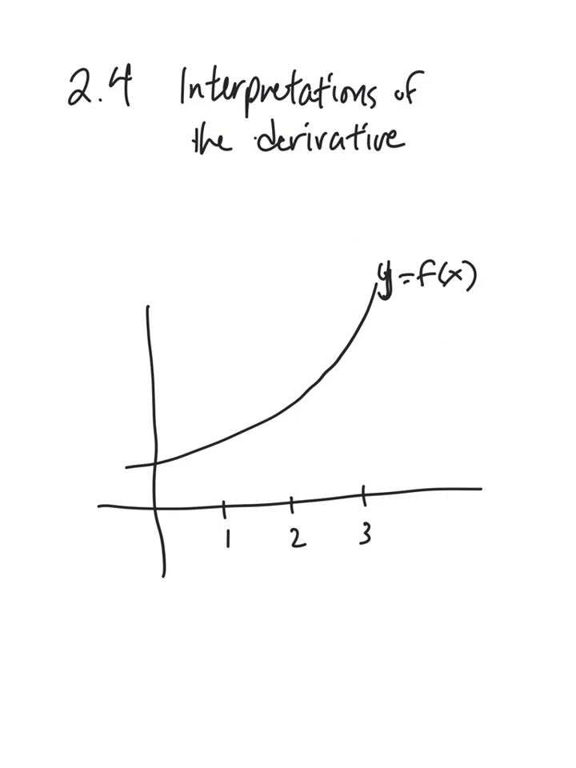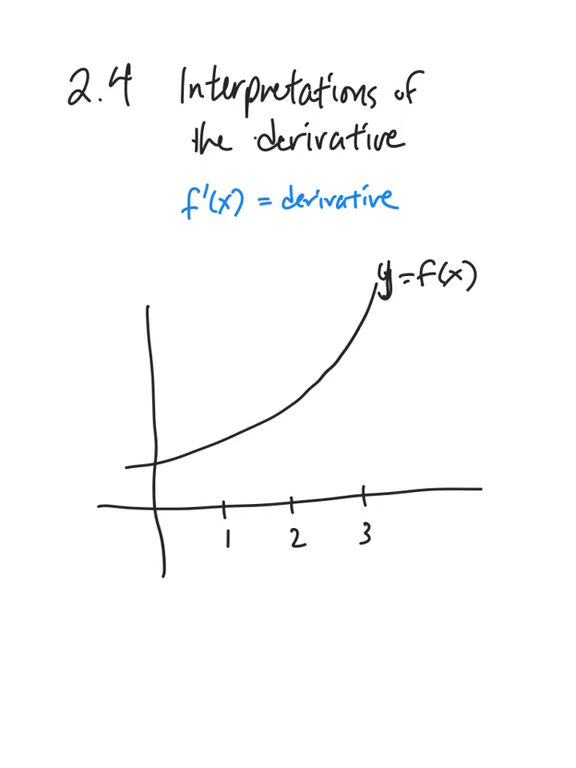For section 2.4, we're going to talk about some interpretations of the derivative, really some ways to put this derivative in context, give it some meaning. So far we've used the notation f prime of x to mean the derivative of the function. But I want to give you another set of notations, and that's what we're talking about today.